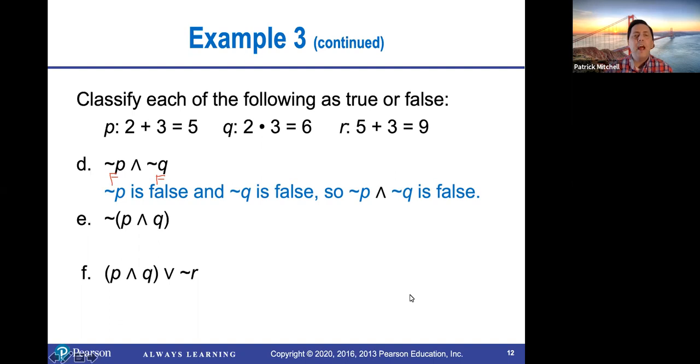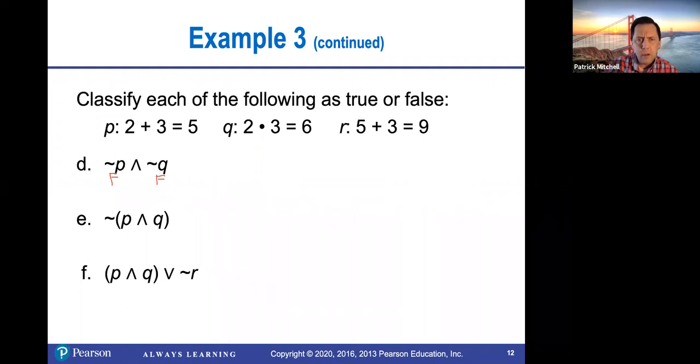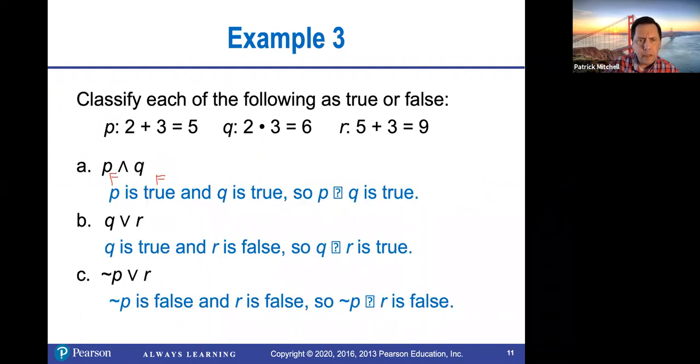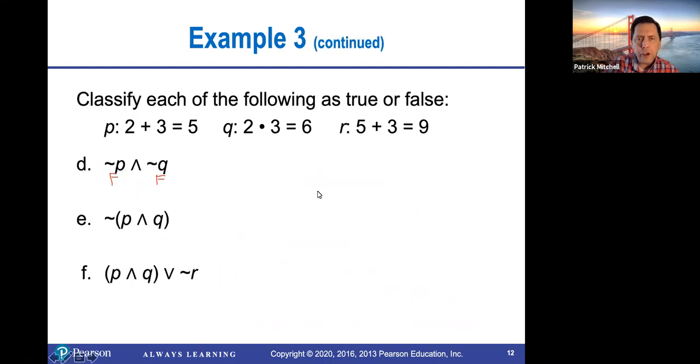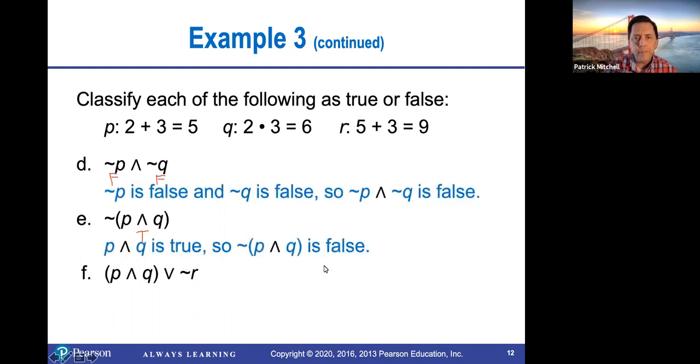All right. Oh, now this is interesting. They've put parentheses around P and Q. All right, so let's see. Didn't we do P and Q on the previous slide? Yes, we did. We decided that the statement P and Q was true. All right, so no need to reinvent the wheel here. We'll just say that this whole thing here is true. However, when I put a negation outside it, that makes the whole statement false.